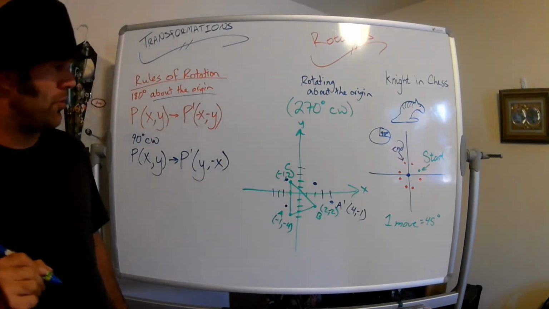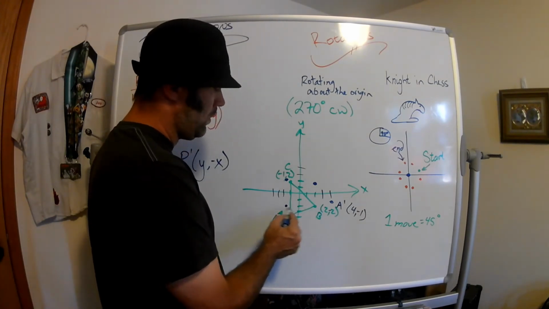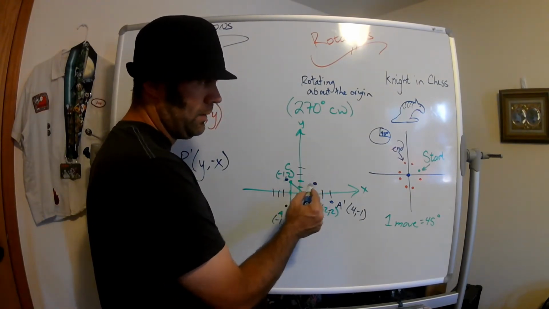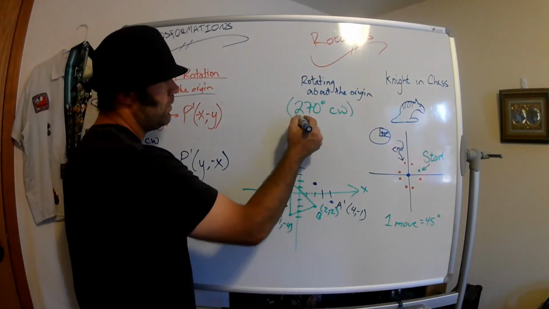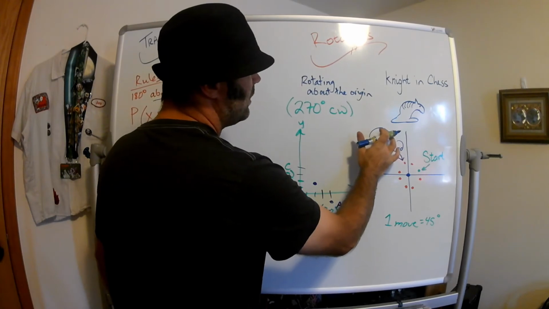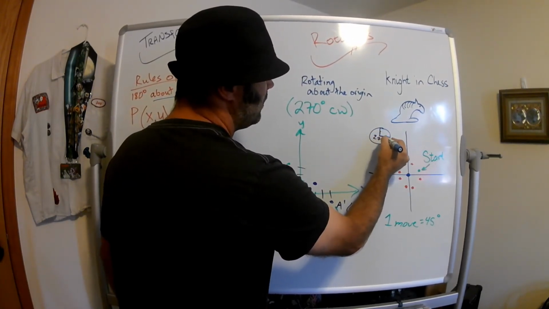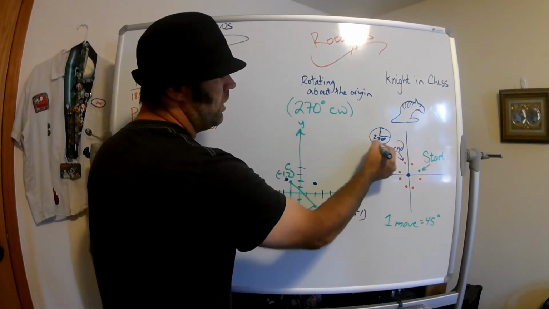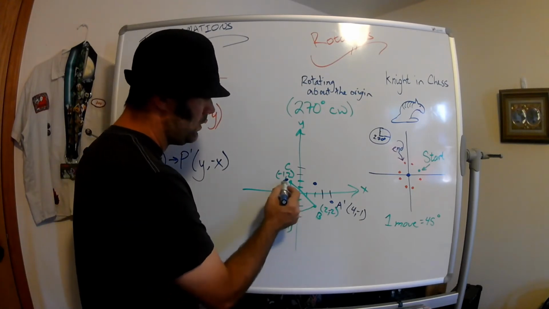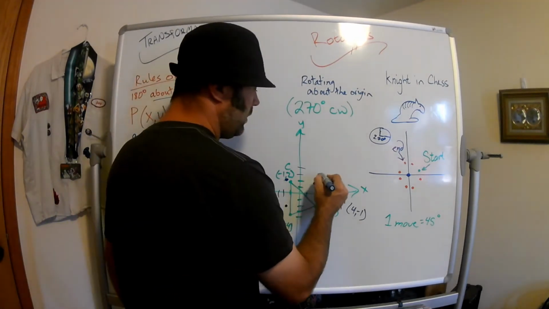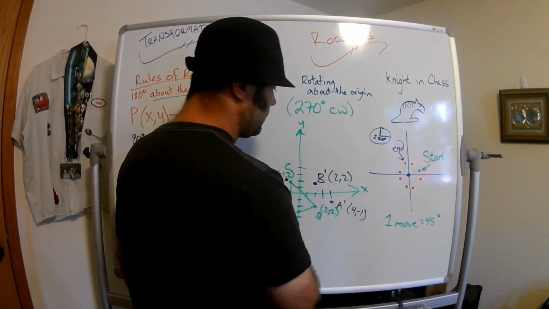There's only the 4 options. So we're starting at B, and we're going 1, 2, 3, 3/4 of the way around. 270 is, in this picture, 270 is this big chunk, so it's 3/4 of the way around the circle. So 1, 2, 3, 3 of 4, there's B prime. And that is 2 comma 2.